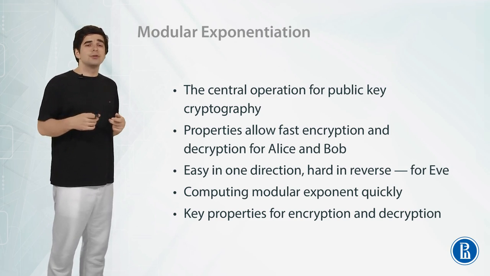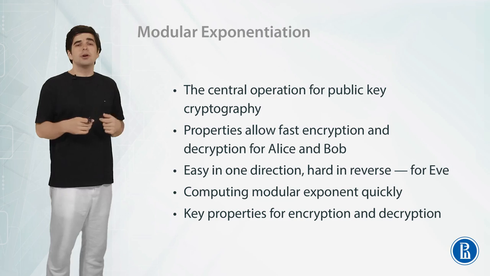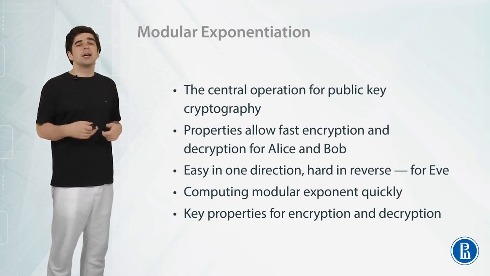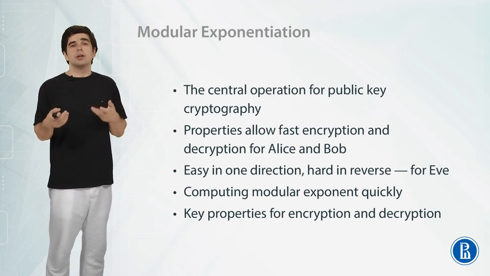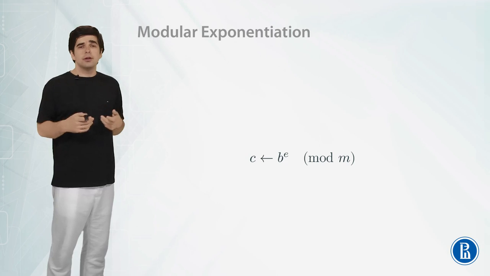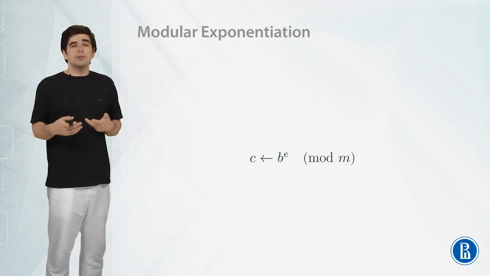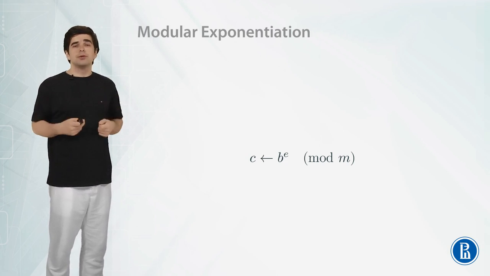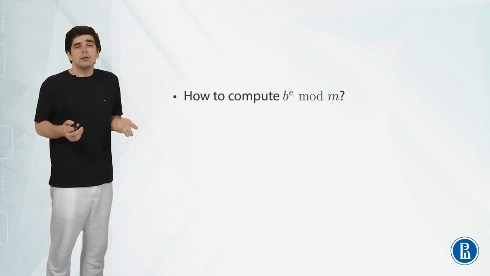So first we're going to study how to compute this modular exponent quickly in this video, and then in the next videos we're going to study the key properties that make it useful for encryption and decryption. So modular exponentiation is the operation of computing b to the power of e modulo m. So we need to compute number c, which is equal to b to the power of e modulo m. And how to do that?